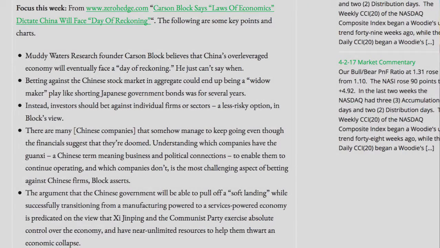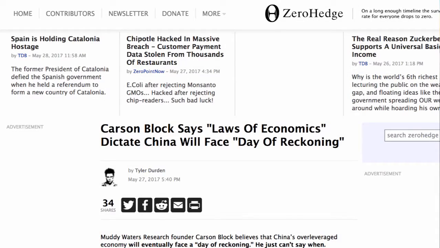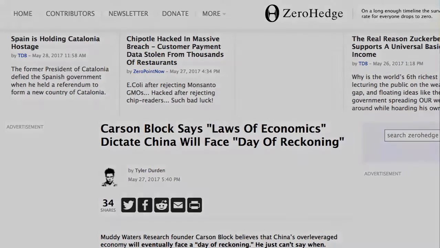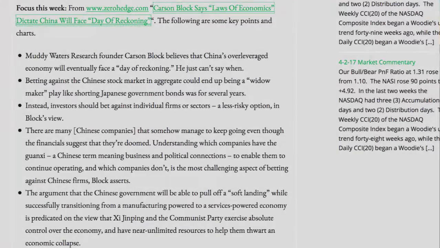Focus this week from www.zerohedge.com. Carson Block says law of economics dictate China will face Day of Reckoning by Tyler Durden. The following are some key points and charts. Muddy Waters research founder Carson Block believes that China's over-leveraged economy will eventually face a day of reckoning. He just can't say when.